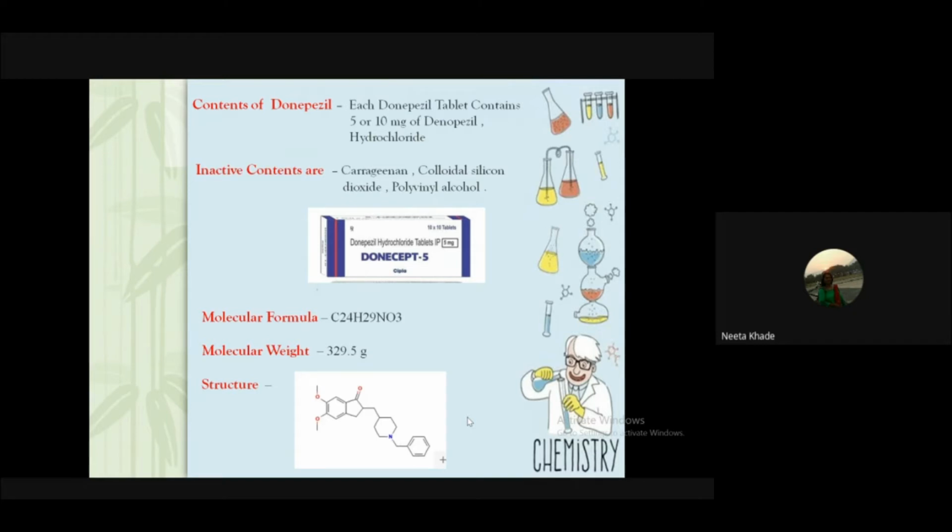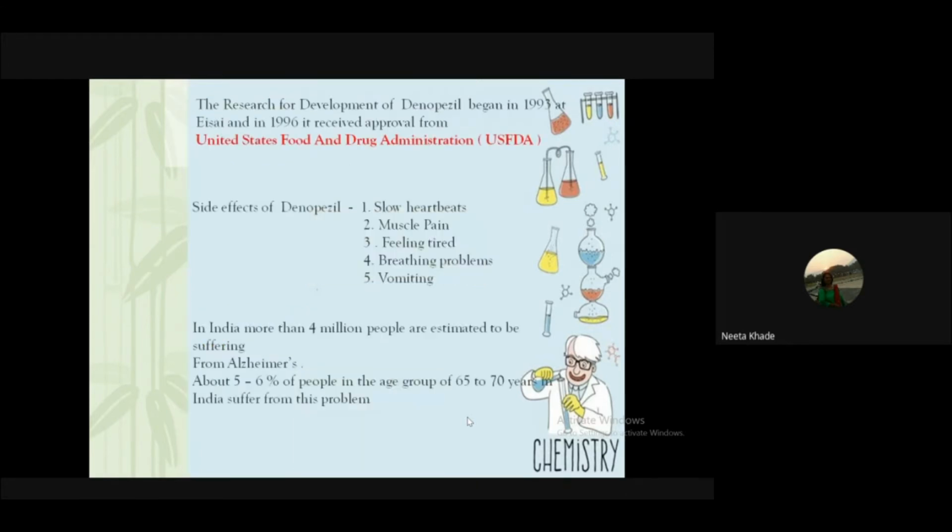Yeah, the molecular formula for this is C24H29NO3, and the molecular weight is 329.5 grams. There's the structure given below. Yeah, moving to the last slide.